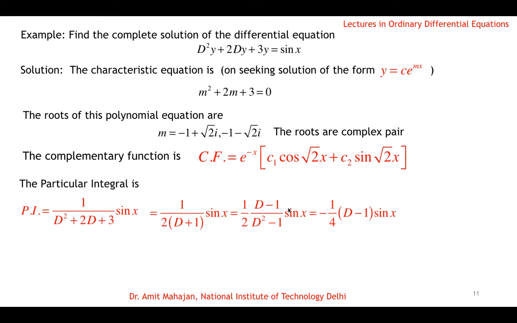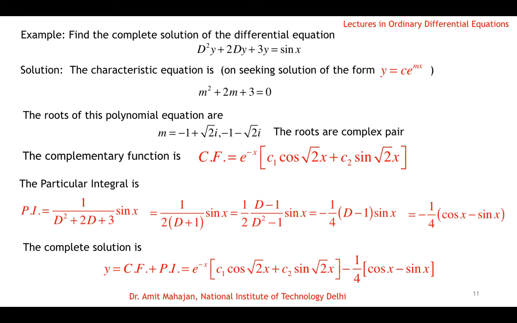And now by rule it's a sine function, so I can again put d square as minus 1, so the denominator becomes minus 2, so it becomes minus 1 by 4, and d minus 1 on sin x, where d means derivative. The derivative of sin x is cos x, and minus 1 into sin x is minus sin x, so easily we have minus 1 by 4 times cos x minus sin x. Okay, so this is one way to solve. The other is by theorem 2; you can also solve that, and we will get the same result. And then the complete solution is this complementary function plus this particular integral.